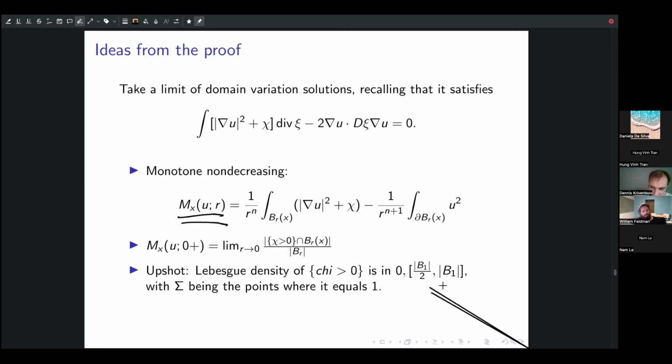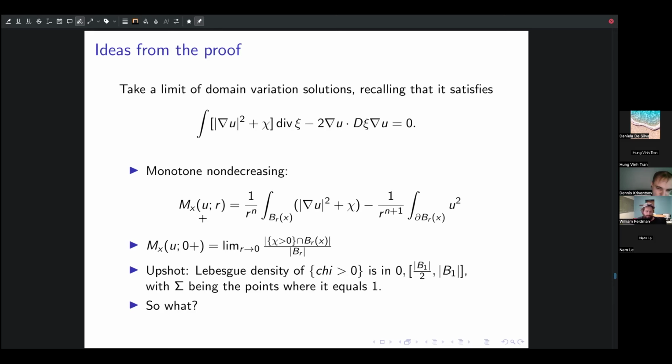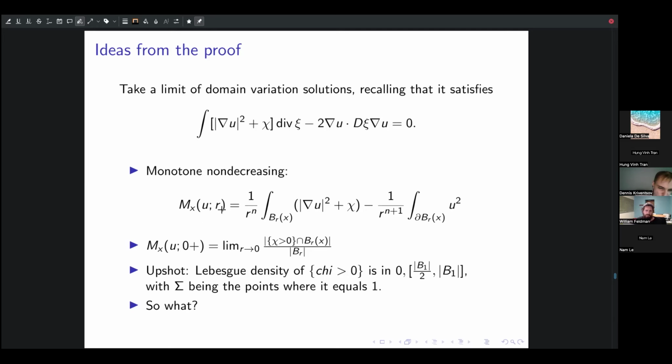Okay. So the singular points are those where it equals. So I can read off whether a point is a singular point by looking at the limit of this function. But this doesn't actually help you say anything about the singular points, because at the singular points, if you blow up using this formula, you get 0. That's what characterizes those points essentially.